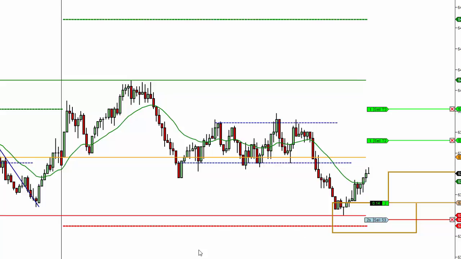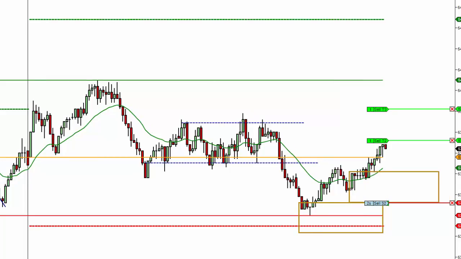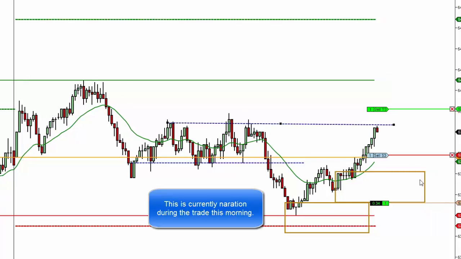Okay, first contract's off. Move it to break even. And my next contract's at 76. And let it go. Okay, that's target 2. Just moving this up. Hesitation right at this area here. I don't know how much further it'll go.